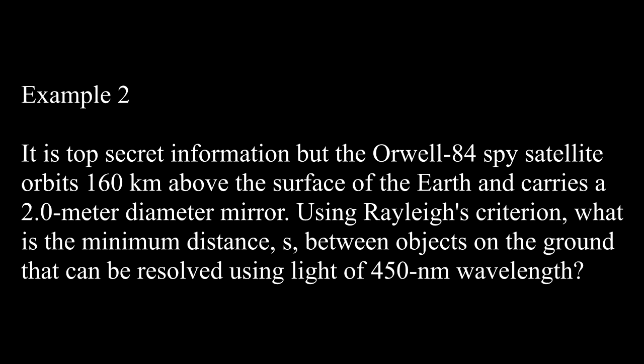It is top secret information, but the Orwell 84 spy satellite orbits 160 kilometers above the surface of the Earth and carries a 2-meter diameter mirror. Using Rayleigh's criterion, what is the minimum distance s between objects on the ground that can be resolved using light of 450 nanometer wavelength?